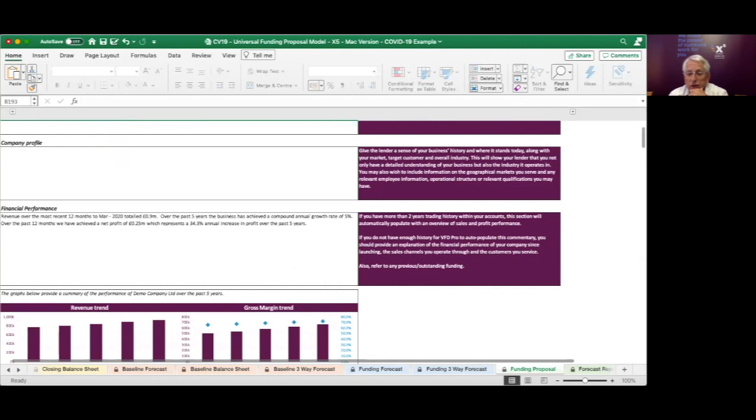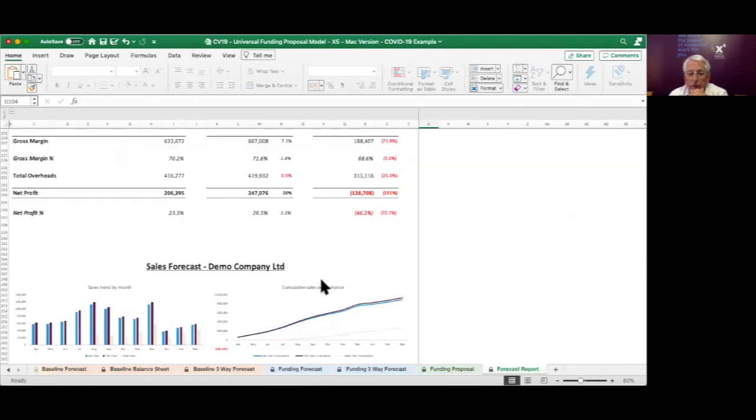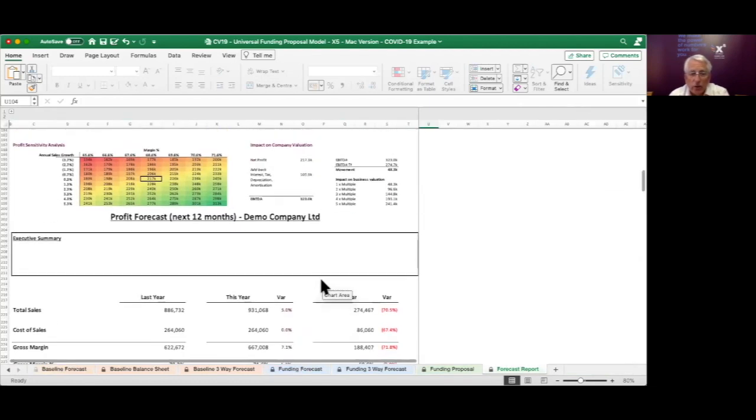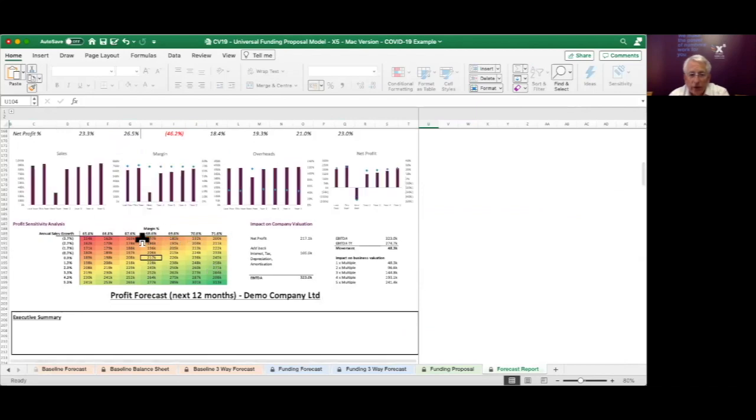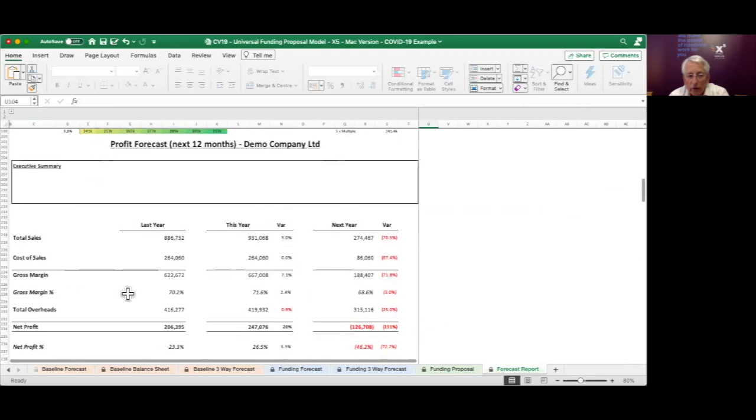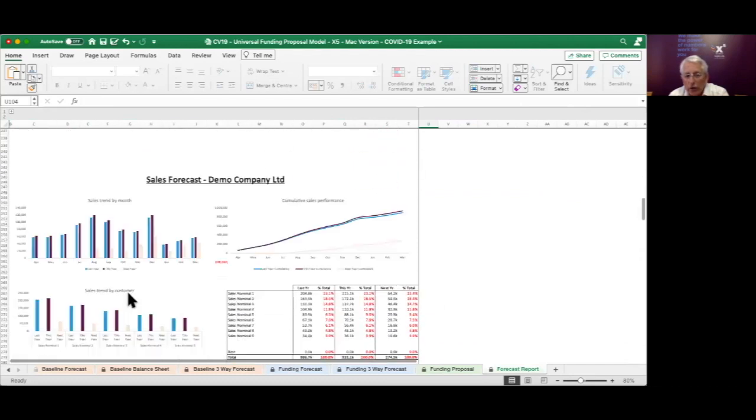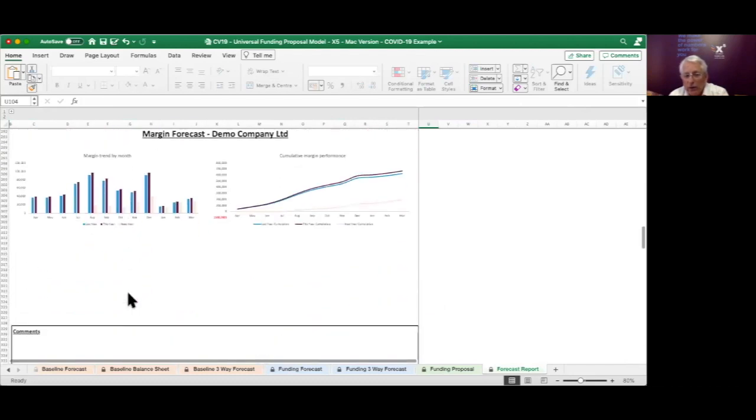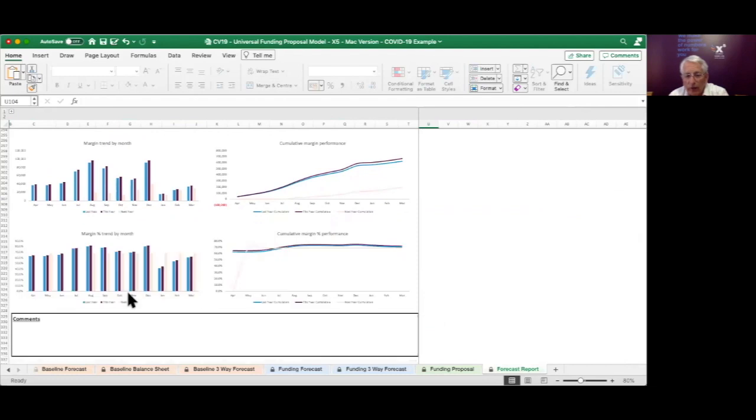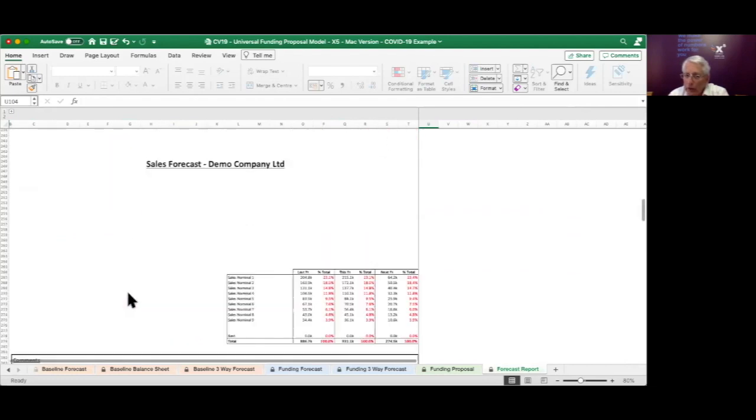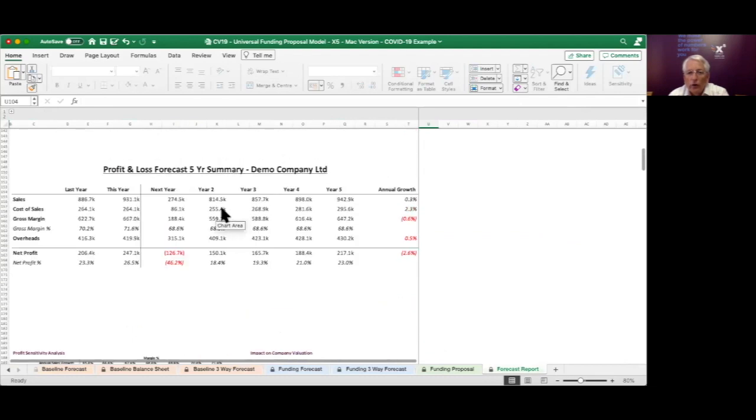And if you don't need to go to the bank, you just simply say, well, I want to just produce a forecast so I can see what it is. And there's sensitivity analysis that, depending on the margins, your direct costs, and all your other information that's there, but without all the funding proposal elements in there. So it's quite a detailed forecast model.